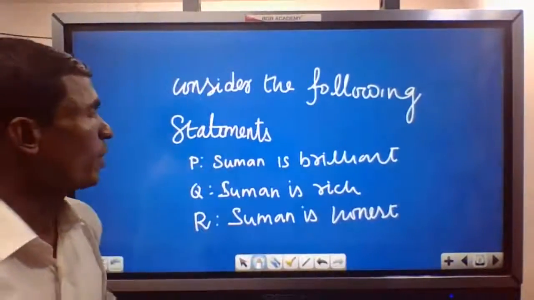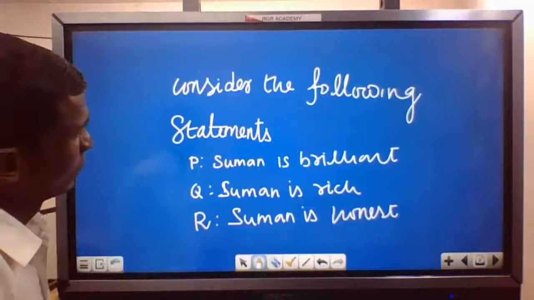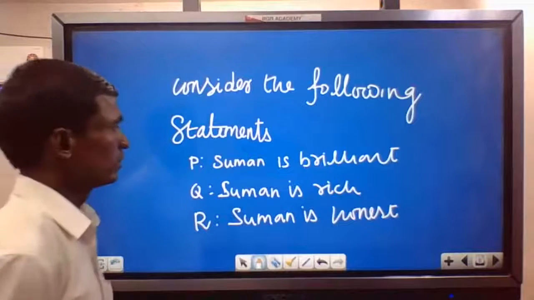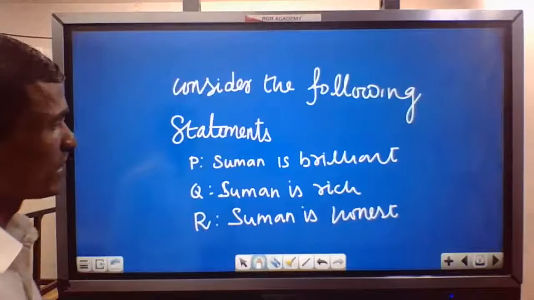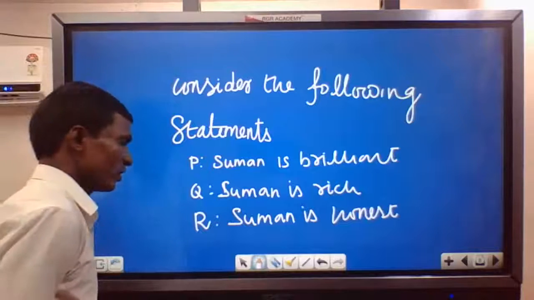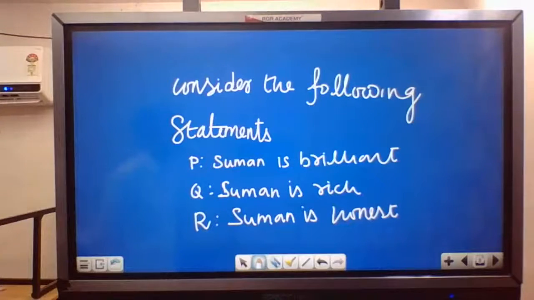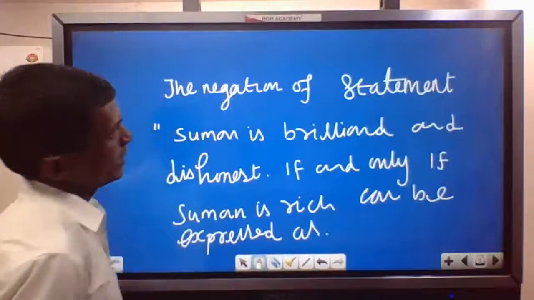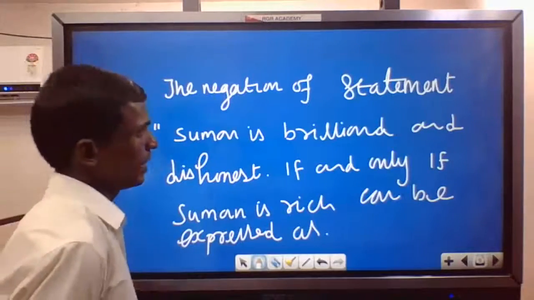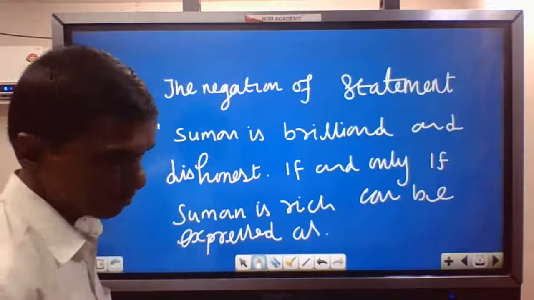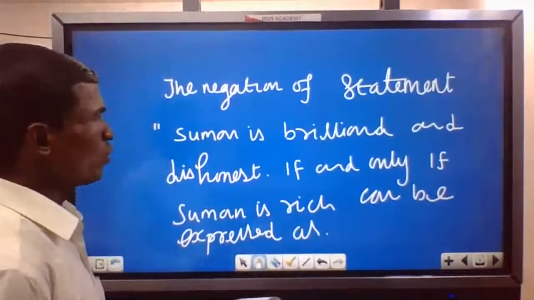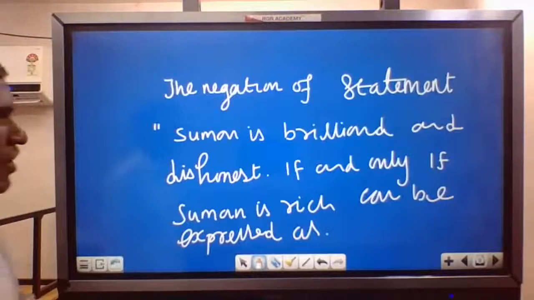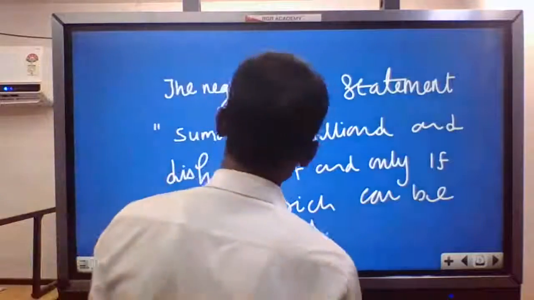So consider the following statements. The first statement, someone is brilliant. The second statement, someone is rich. The third statement, someone is honest. The negation of statement, someone is brilliant and dishonest, if and only if someone is rich, can be expressed as.